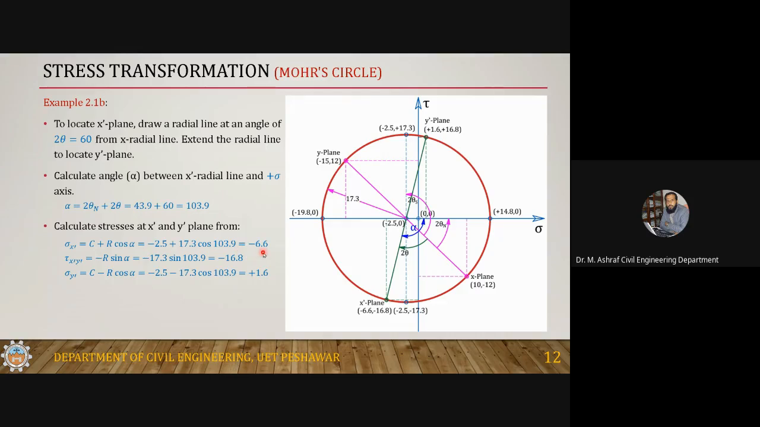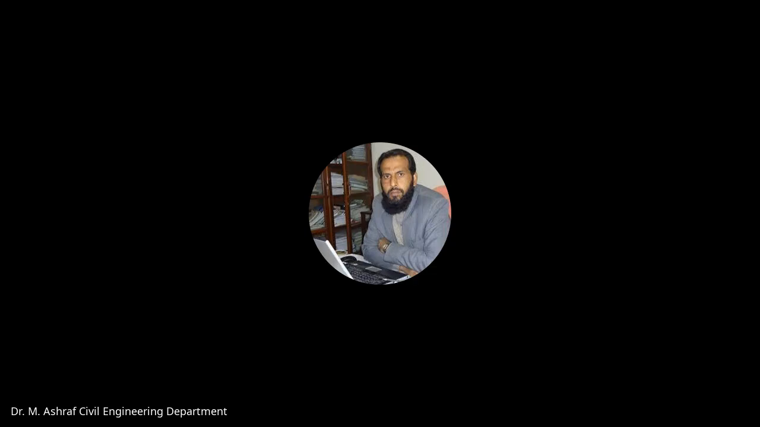Likewise, minus r sin alpha, which comes to minus 16.8, and sigma is c minus r sin alpha, which comes to 1.6. Here you can see it's very close to the tau axis. Okay? It is very close to the tau axis.